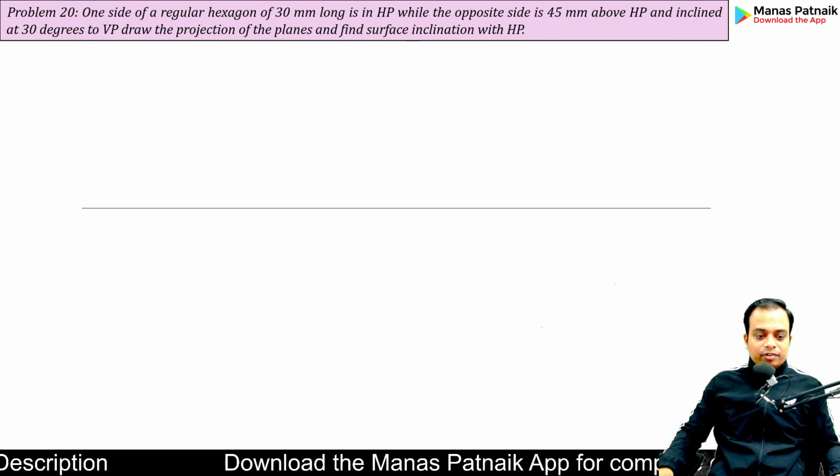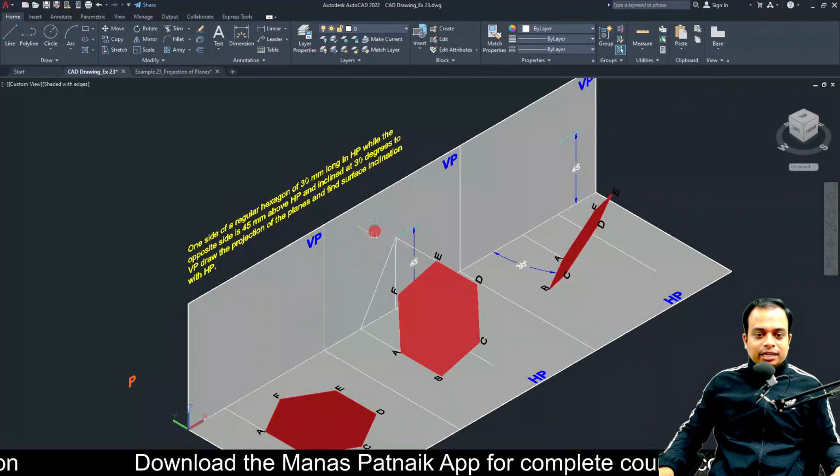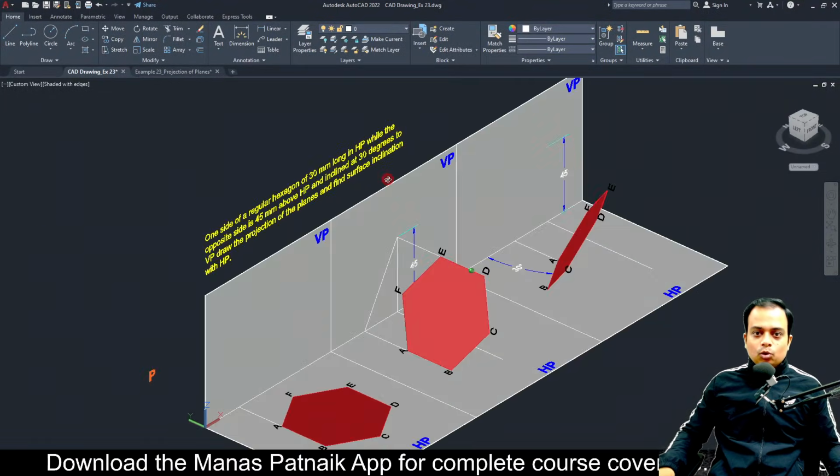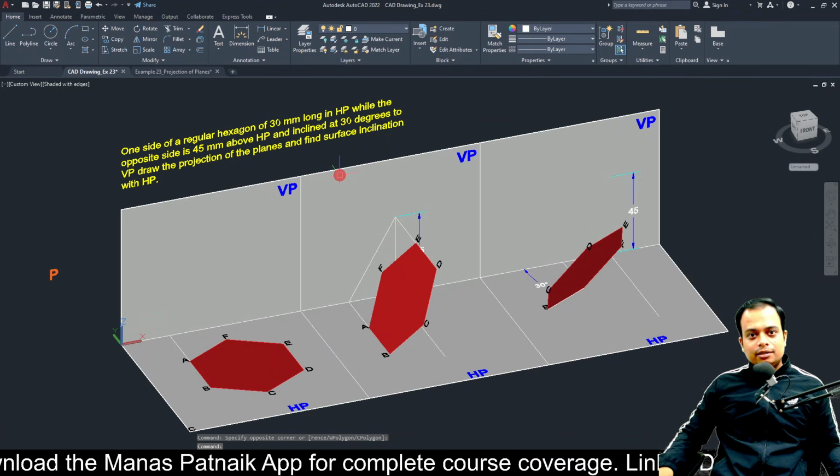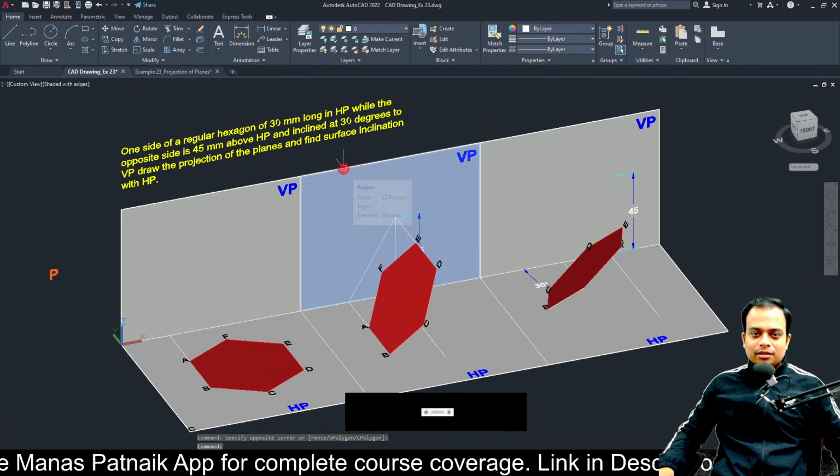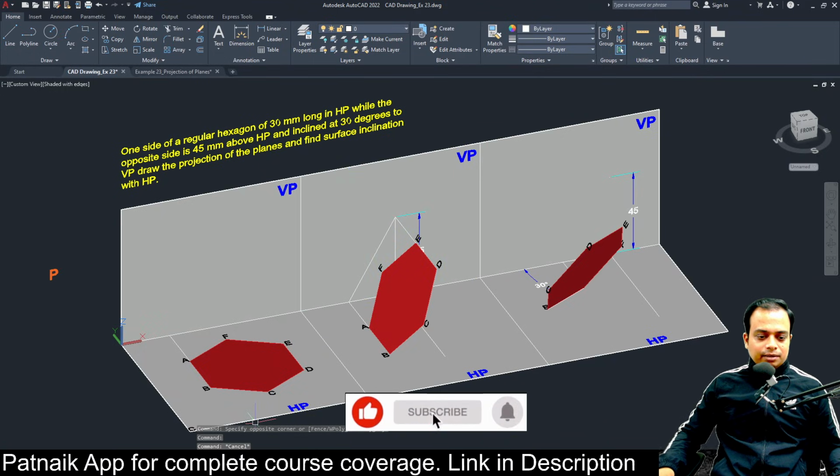Okay, and this is going to be fun. The 3D arrangement looks something like this, and we are going to explore this entirely in the next 10 minutes or so. So stay with me right till the end. Here we go. Let's start.